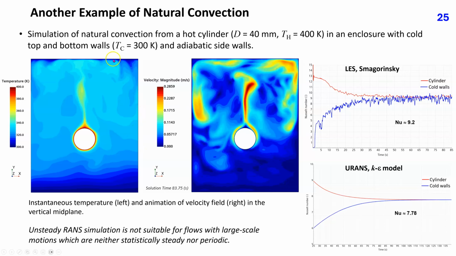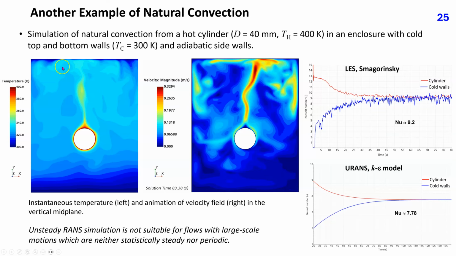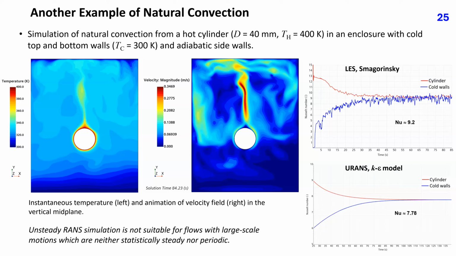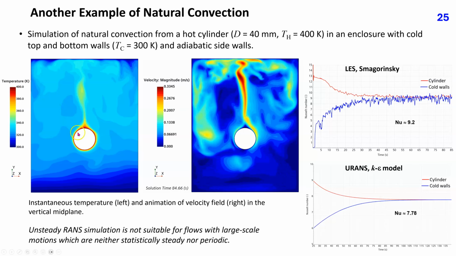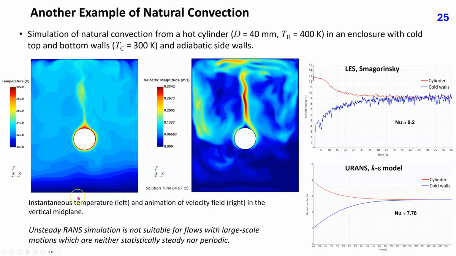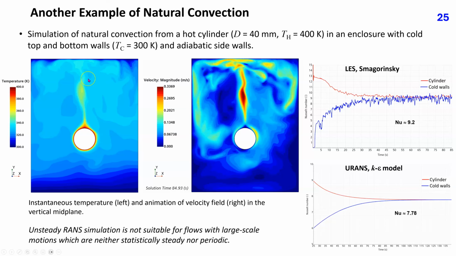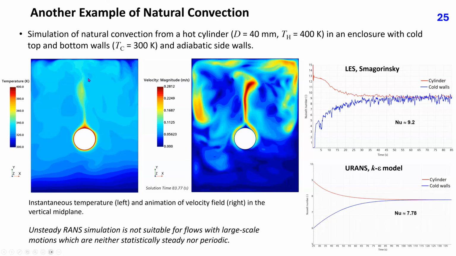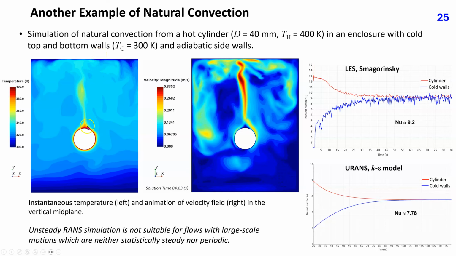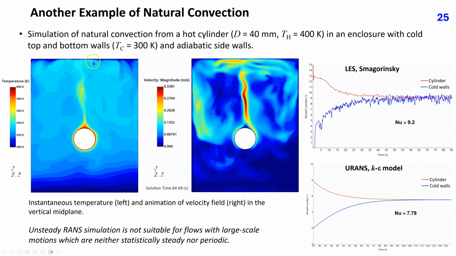This plot shows instantaneous temperature distribution in one vertical section plane from LES simulation using Smagorinsky subgrid scale model. Below the cylinder, we have stable stratification with a hot cylinder above a cold wall. This is why the flow is very weak in this region. Above the cylinder, we have unstable stratification with a hot cylinder below the top cold wall. We see a plume of hot fluid rising up above the cylinder toward the top wall.